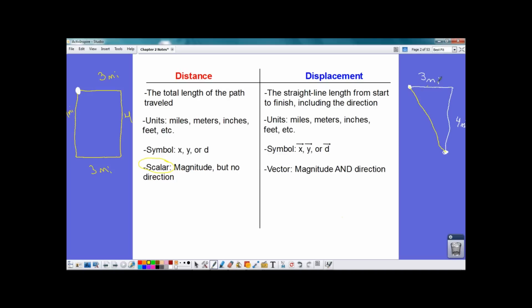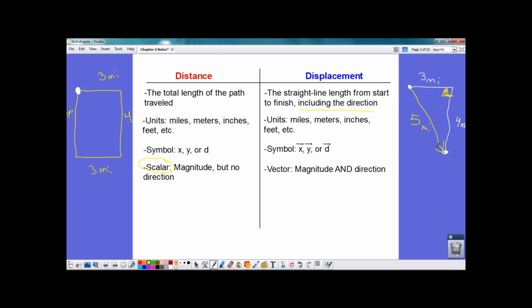Well, I went directly to the right and then directly down. So we're going to say that's a 90-degree angle for this. And so therefore I can use the properties of a right triangle, the Pythagorean theorem. 3 squared plus 4 squared equals c squared, take the square root, and we get 5. So this would be 5 miles. So my displacement is 5 miles, but I'm not done. I need to include the direction.